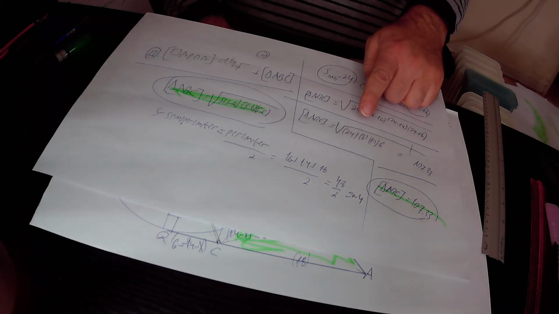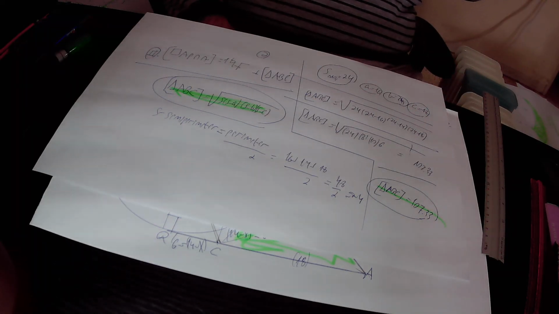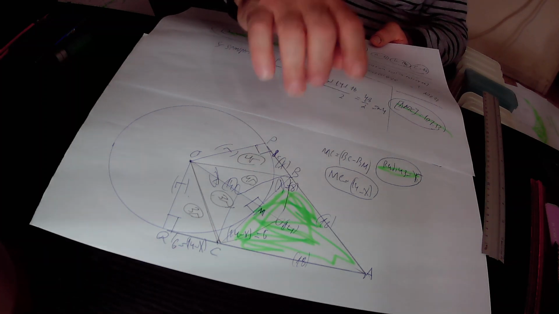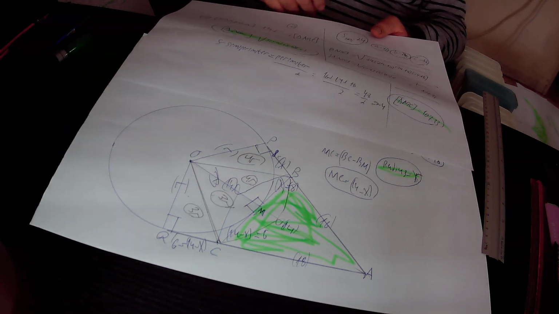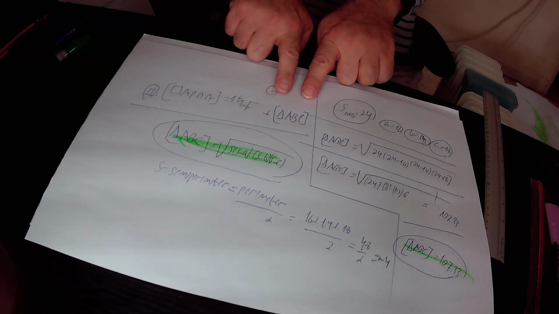Actually, the value of this expression in total equals 107.33 square units. So we found that the area of this grand triangle ABC is equal to 107.33 square units. Therefore, we can substitute the area of triangle ABC by 107.33.